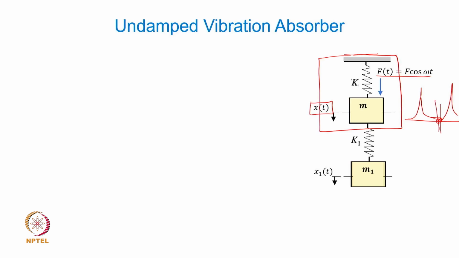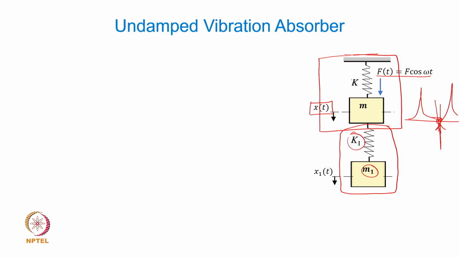But it is this location in frequency where the amplitude of mass m, which is our parent system or main system, would become 0, and that is many times required. We would like our main vibratory system to have as low amplitude of vibration as possible, and that would happen if we somehow attach this additional, many times called an auxiliary system, to the parent system, which if it is properly tuned, in the sense that if its stiffness and mass properties are properly adjusted, you might get a situation where your parent system or the main mass M would have 0 amplitude of vibration. That is basically the whole philosophy.